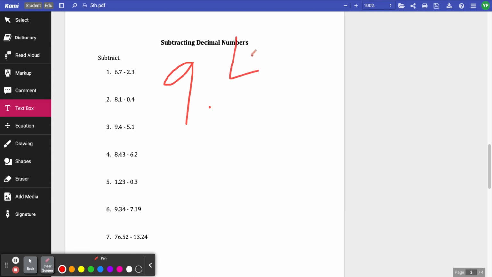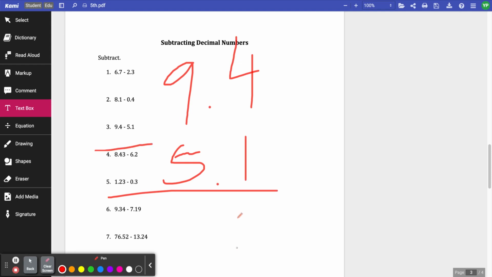9.4 minus 5.1, and just the same thing. 4 minus 1 is 3. Bring down the decimal. 9 minus 5 is 4. So number 3 is going to be 4.3.